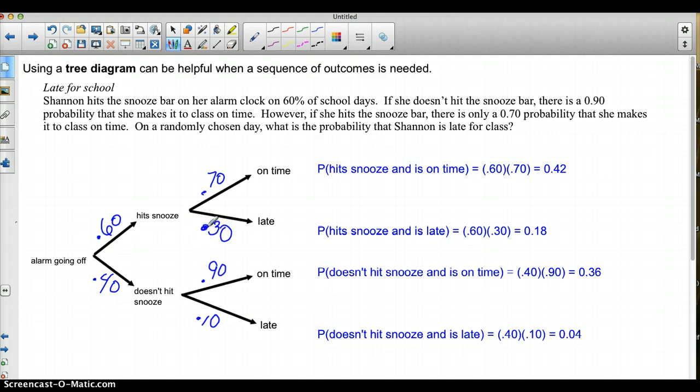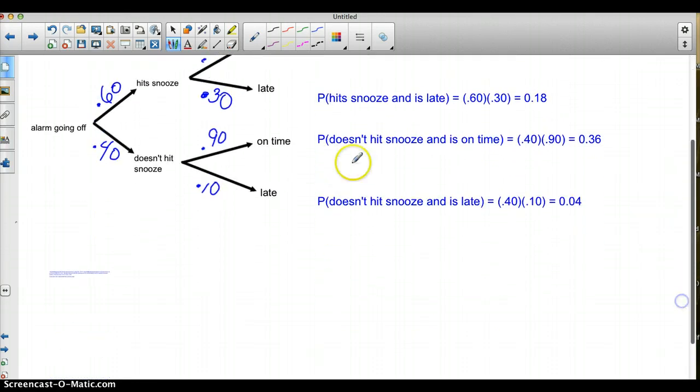On a randomly chosen day, what is the probability that she is late for class? So we have to think about, okay, each one I go through, the probability that she hits snooze and is on time is actually 0.60 times 0.70, which is 0.42. And over here you can pause this and you can see how I came up with each one of these individual probabilities for what our graphic looks like. Okay, so what we have to go down here and we have to see, oops, sorry, let me make this a little bigger.